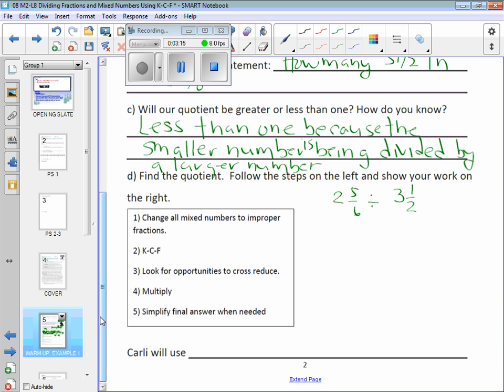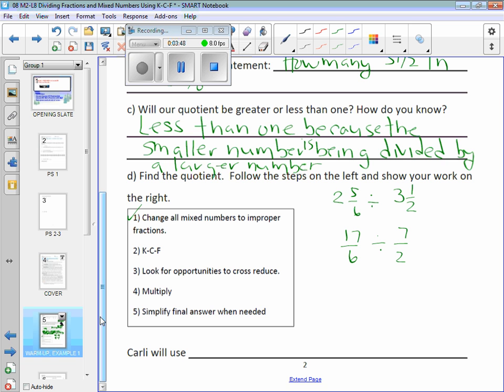Okay, ready? Change all mixed numbers to improper fractions. Notice, I'm still keeping it division. I've got to change to improper fractions before I do keep, change, flip. Don't try to do it all in one step. What does this become? Victoria? Very good. Okay, that's done. Check it off like a little checklist.